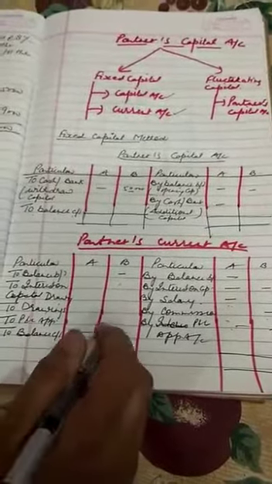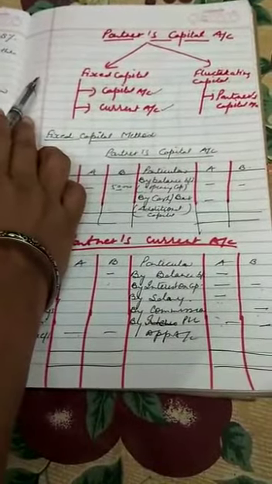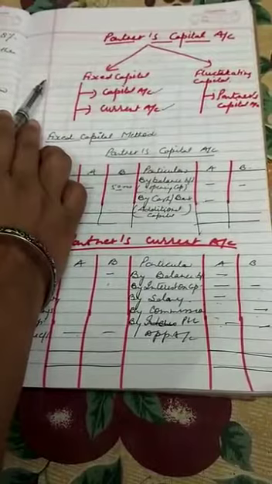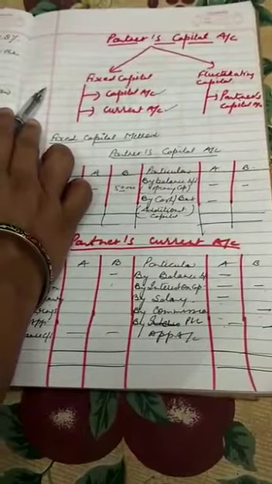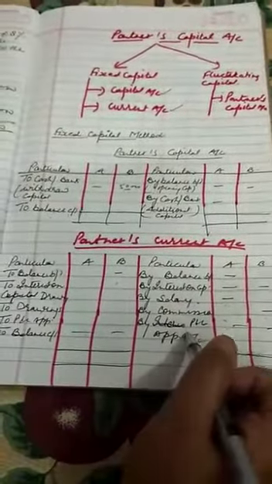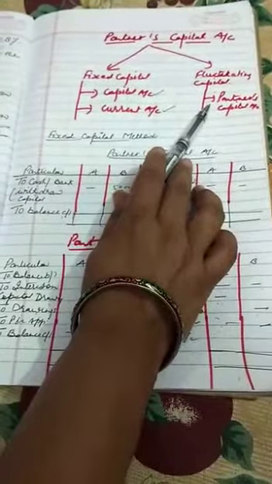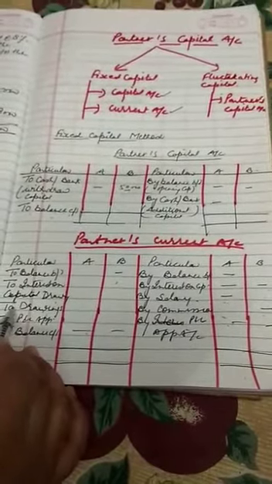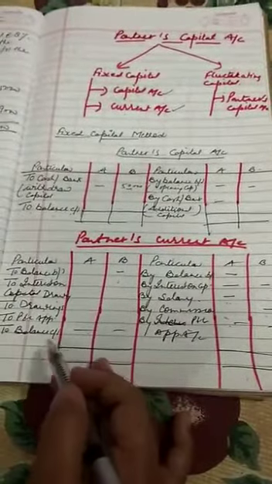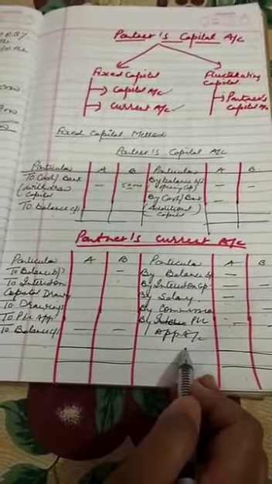Look, when we prepare the appropriation account, interest on capital is written on the debit side, and you have to transfer it to the current account on the credit side. Salary is written on the debit side of appropriation, and you write it on the credit side of the current account. So the connection is a cross connection. Interest on drawings is written on the credit side of appropriation, and you write it in the current account on the debit side. Is it clear? The balancing figure may be on the debit side or the credit side. Then we close the current account.